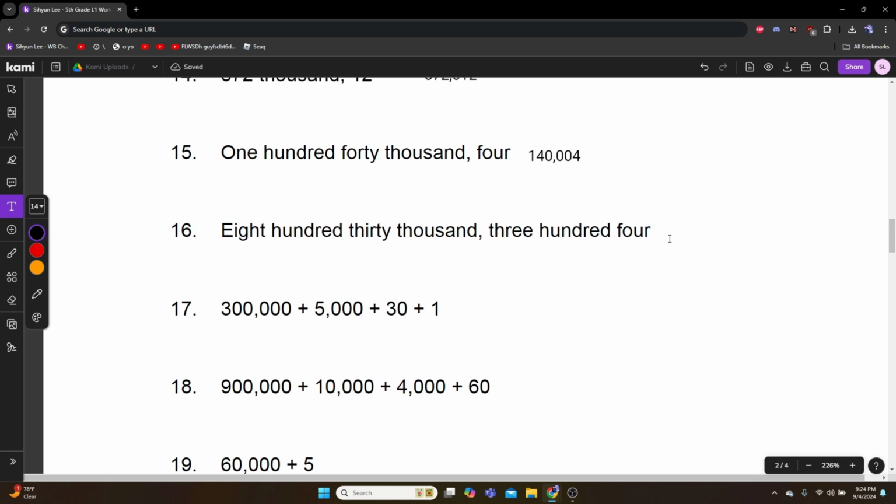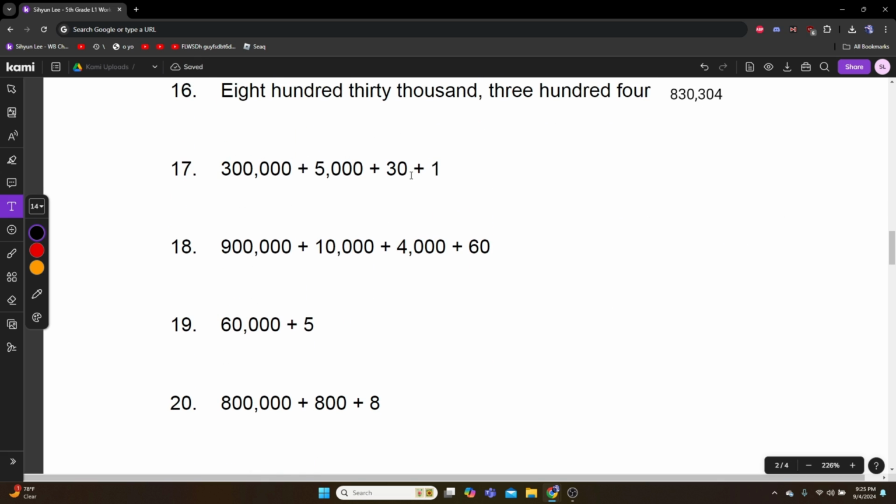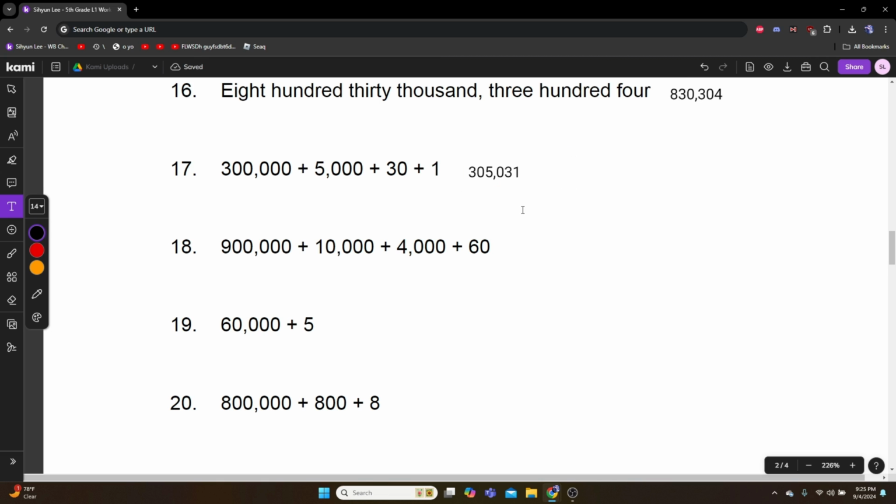For 16, 830,304. It would be 830 and then comma 304. So just 304. For 17, 300,000 plus 5,000 plus 30 plus 1. We just add this all up together and then we get 305,031. Remember to put the hundreds place, even if there is a 0.